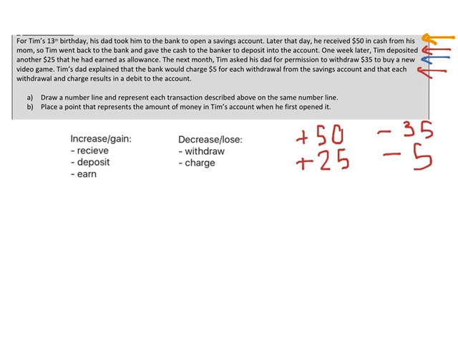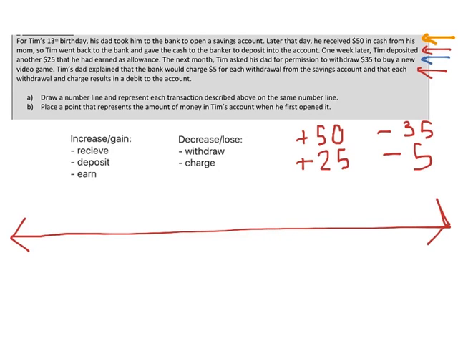Great. So we have broken down our passage. Now we're ready to actually draw our number line and plot each one of these points. So on your journal, please draw a nice long number line with an arrow on each side. And then in the middle, you can go ahead and plot 0.